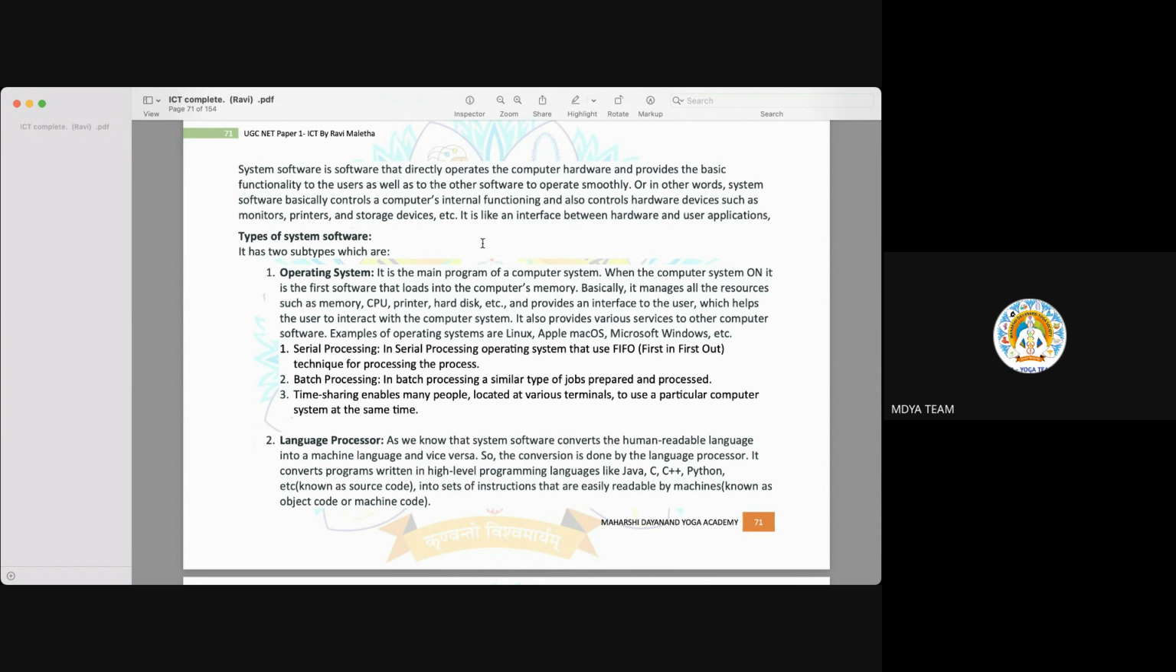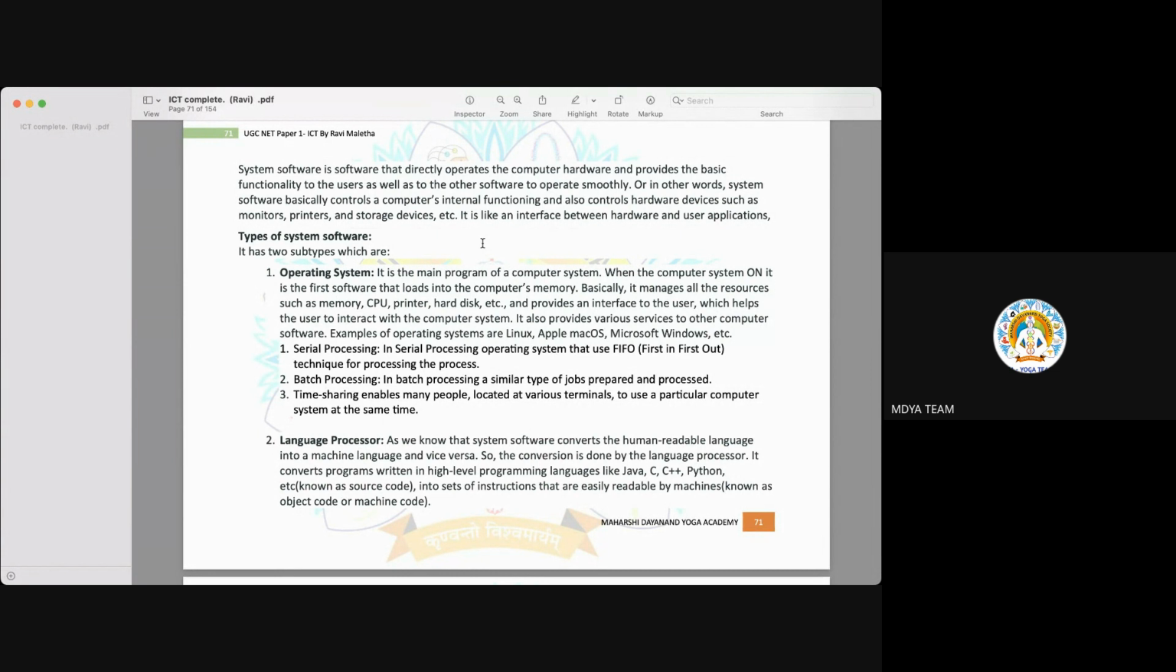Time sharing enables many people located at various places, at various terminals, to use a particular computer system at the same time, like the larger systems, mainframe computers, and all.